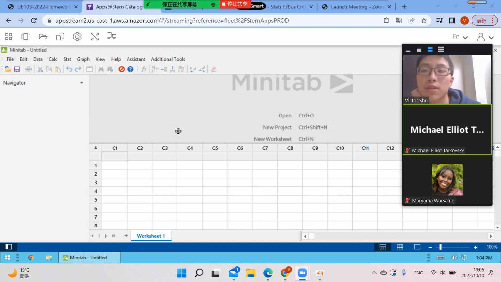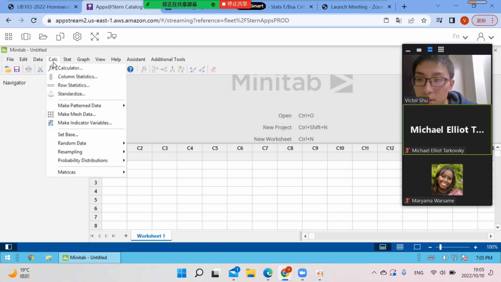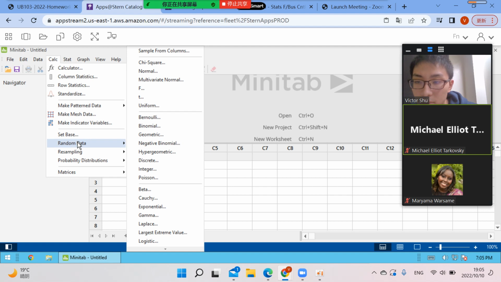So basically, for the first homework, we're gonna generate a random 10,000 data that is coming from an exponential distribution, and then we're gonna add them up to form a new distribution. The way to do it is you go to Calc, Random Data, and here you have Exponential. So go to Calc, Random Data, Exponential.